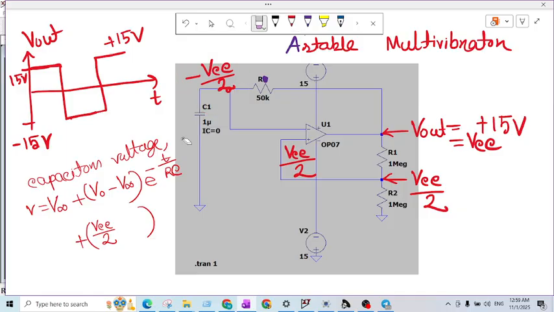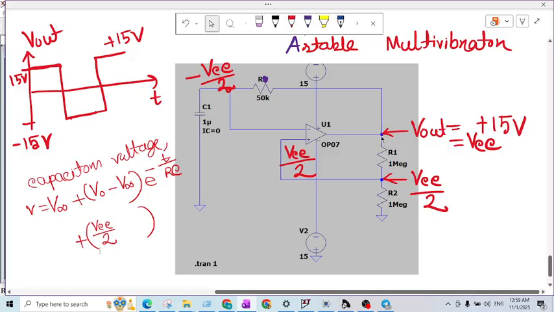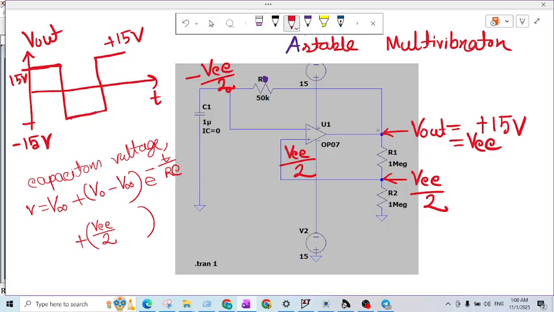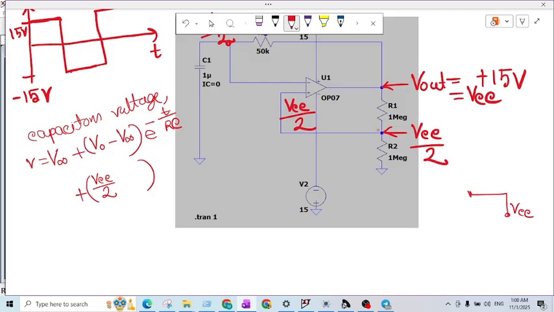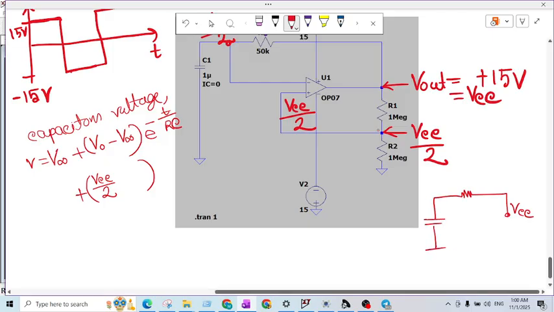And let's say after infinite time, what will be the capacitor's voltage? As this voltage is VCC, let me tell you here, let's say this point is VCC, forget this opAmp, and here you have resistor and here you have capacitor.